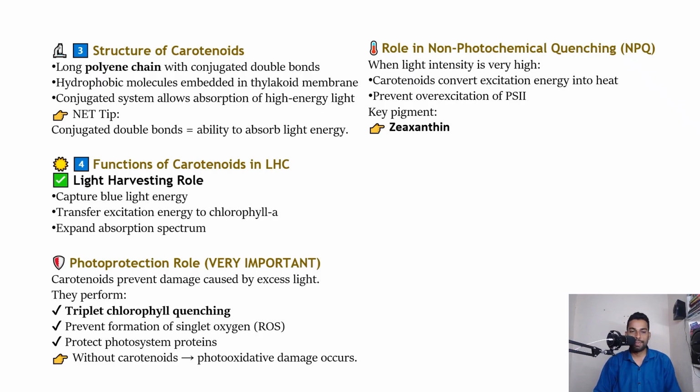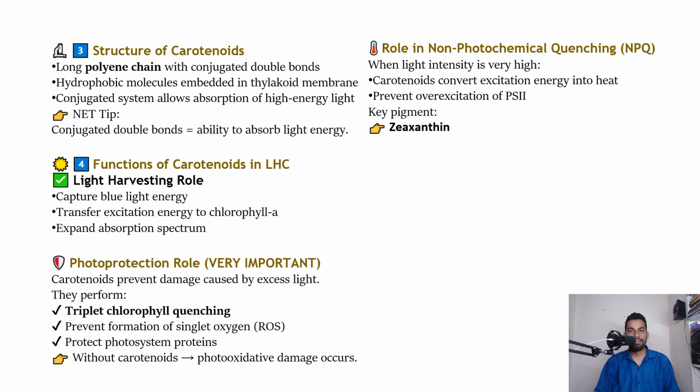The fourth point is functions of carotenoids in LHC. Light harvesting role: captures blue light energy, transfers exciton energy to chlorophyll-a, expands the absorption spectrum. So it absorbs the blue light, and it also transfers that energy, which means electrons, to chlorophyll-a. The next point is the photoprotection role.